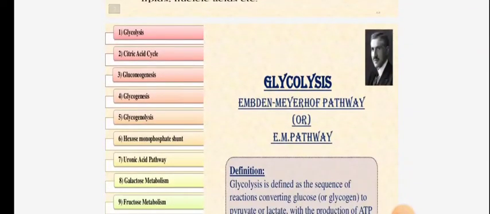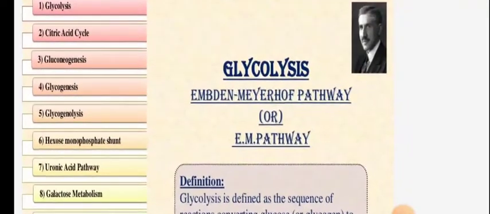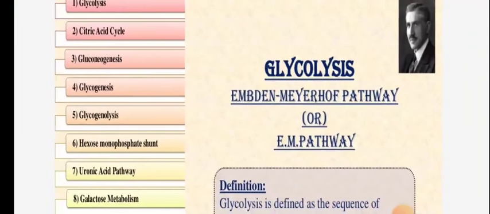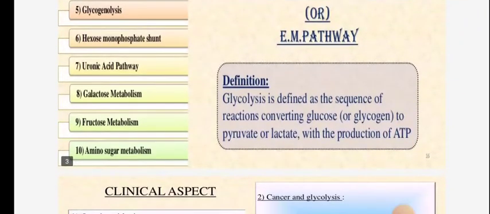The glycolysis was first described by Embden and Meyerhof, also called the EM pathway or Embden-Meyerhof pathway. So the photograph of this scientist is given. Glycolysis is defined as the sequence of reactions converting glucose or glycogen to pyruvate or lactate, with the production of ATP. So how the ATPs are produced? This is one part.